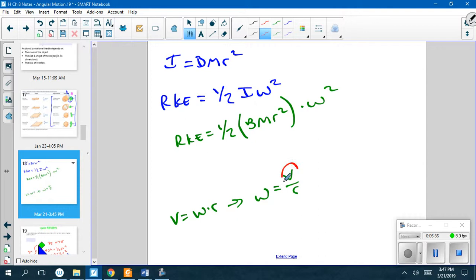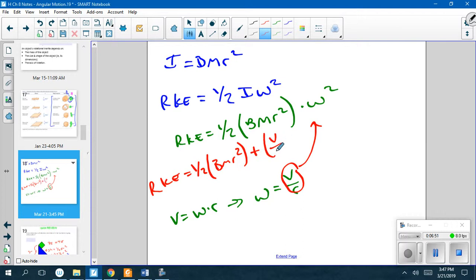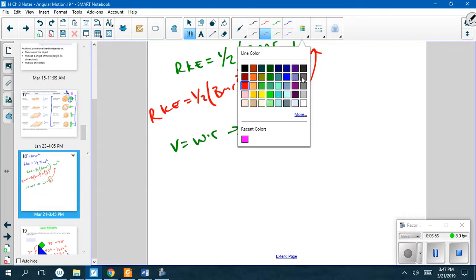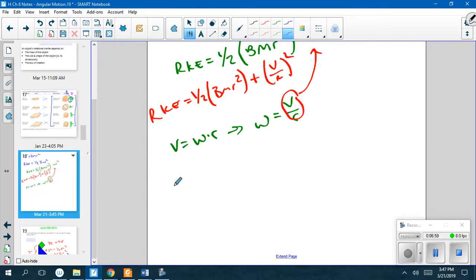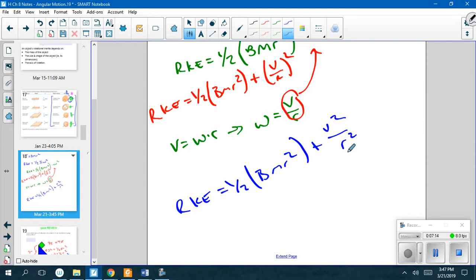Now, what about our angular velocity? Our angular velocity should equal our linear velocity if we multiply it by the radius. So our angular velocity equals our linear velocity divided by our radius. Let's plug that in for W. So RKE equals 1/2 B M R squared times V over R squared.